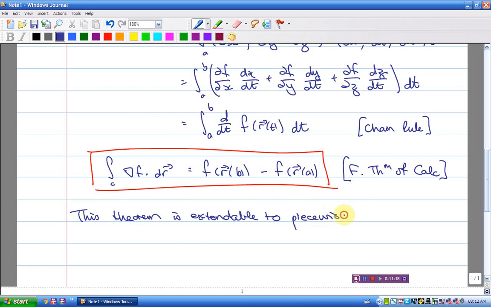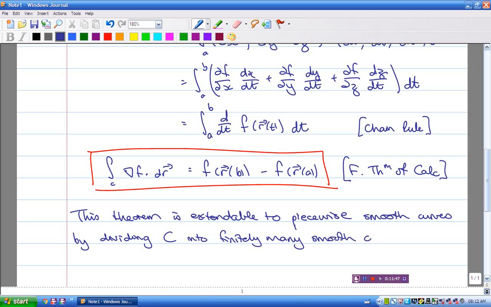In other words, C doesn't just have to be a smooth curve. It could actually be a union of smooth curves, a piece of straight line, a piece of circle, a piece of parabola joined together. Piecewise smooth curves. I'm not going to do that, but you can do it. It'll just end up being a sum of integrals. It would be quite easy to prove, by dividing C into finitely, and this is an important word, finitely many smooth curves, and adding the resulting integrals.